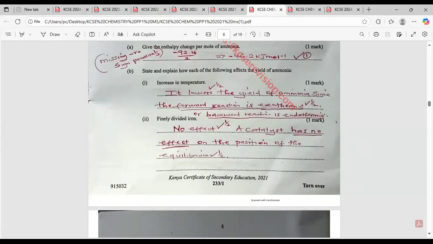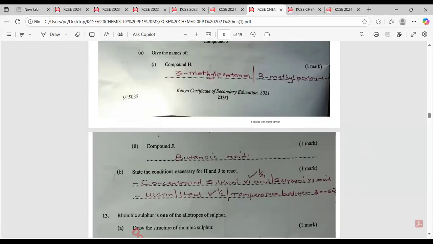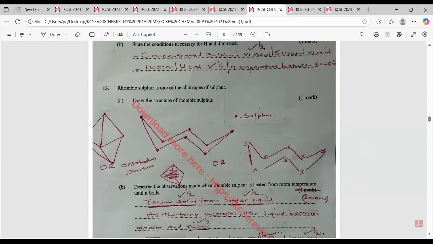I need to show you another question for gases. You can see this question is for the chemistry of elements, the one I was talking about.